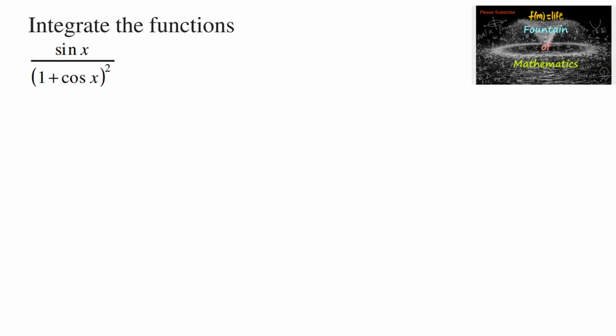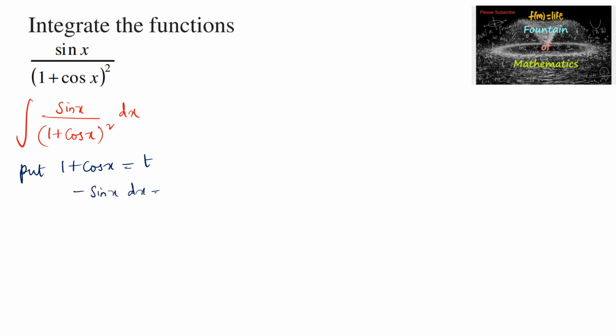Integrate the function sin x upon (1 plus cos x) whole square. Can write integral sin x upon (1 plus cos x) whole square dx. We know the differentiation of cos x is negative sin x. So let us substitute here: put 1 plus cos x is equal to t, so that minus sin x dx is equal to dt, or we can write sin x dx is equal to minus dt.